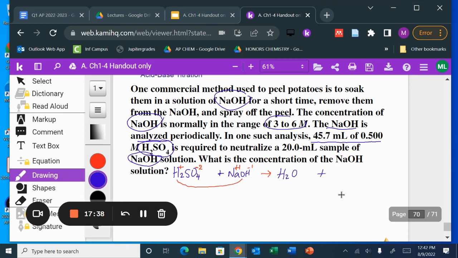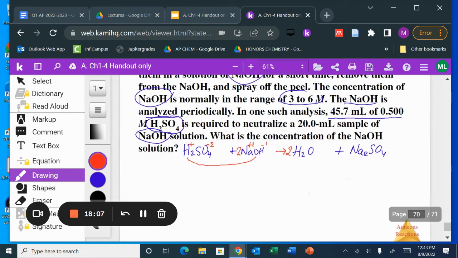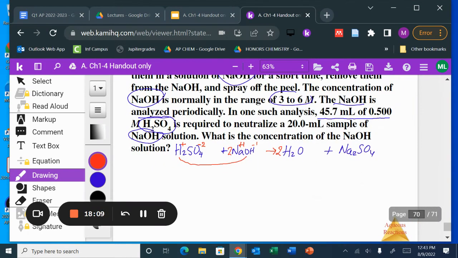Plus, Na is a +1 and sulfate's a -2, so I will need 2 Na+, Na2SO4. Because there were 2 H's here, I have to now balance it. There are 2 Na, so put a 2 there. 1 sulfate, 1 sulfate. There's 2 H's, 4 H's, so I need to put a 2 right there, and then 2 O's. Okay, that's the balanced equation. Go ahead and try to do the problem yourself. Pause the video.